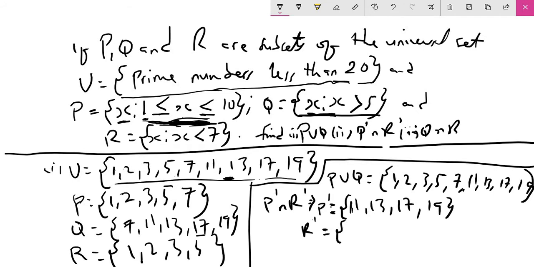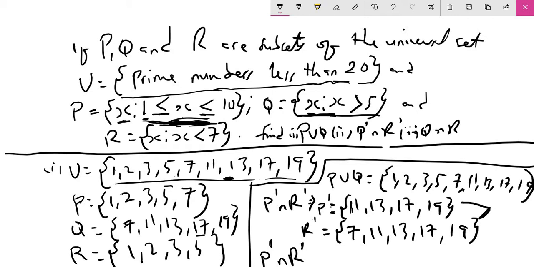And R complement is the set of all elements within the universal set that are not found within the set R. So R only contains 2, 3, 5. So the complement of that starts from 7 upwards: 7, 11, 13, 17, 19. So now P complement intersection R complement will be elements that are common in both of these two sets. Now if we look at it, this part.